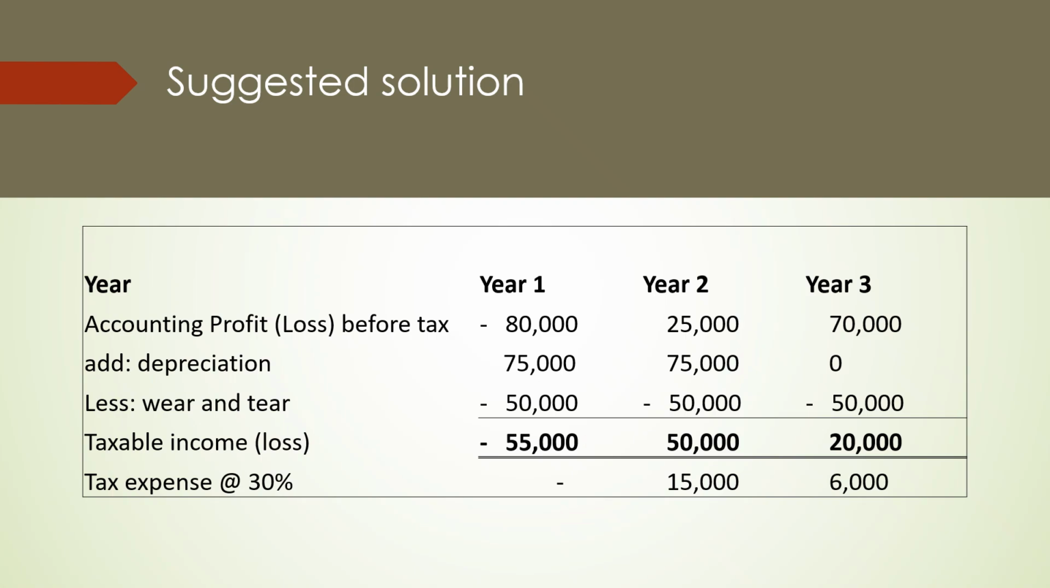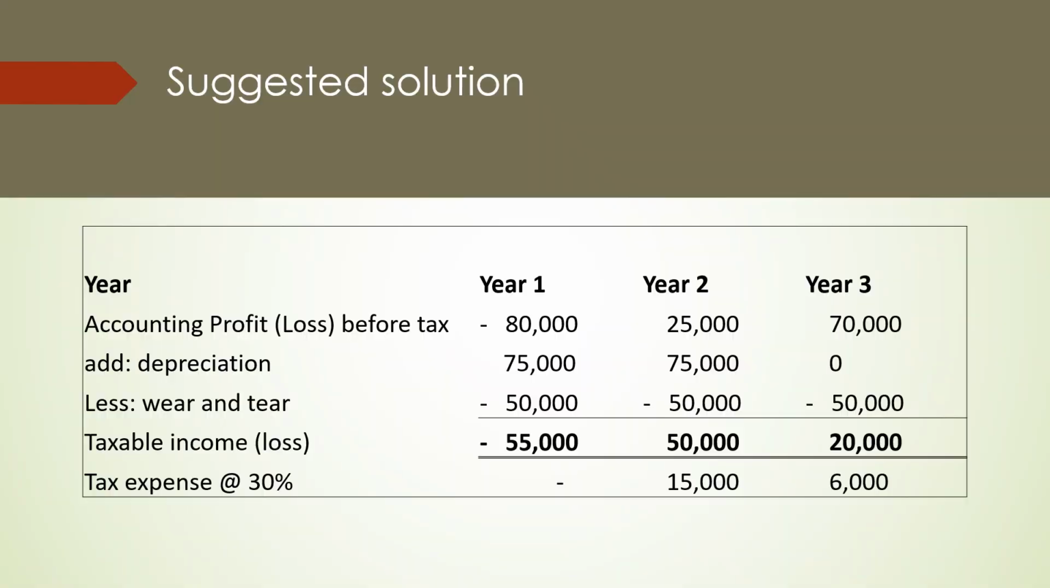This cannot be carried forward to year 2. In year 2, we start with our accounting profit before tax of 25,000, add back our depreciation of 75,000, less our wear and tear allowance of 50,000, then we achieve a taxable income of 50,000. The tax expense is 30% of that, so 50,000 times 30%, we get an amount of 15,000.